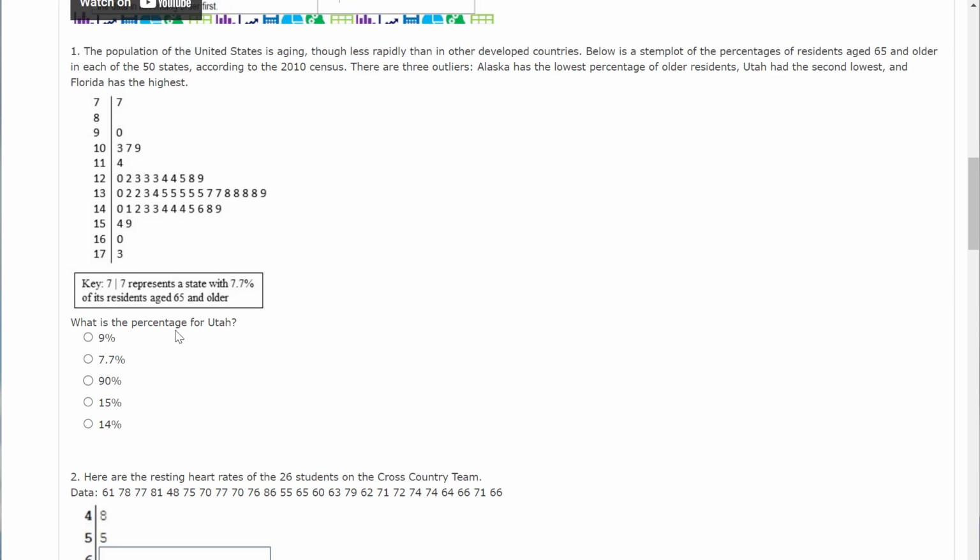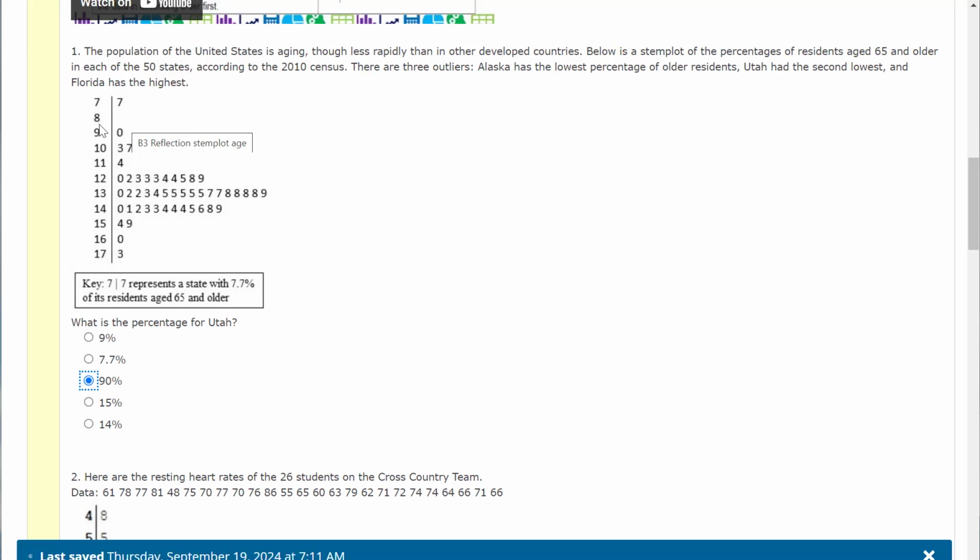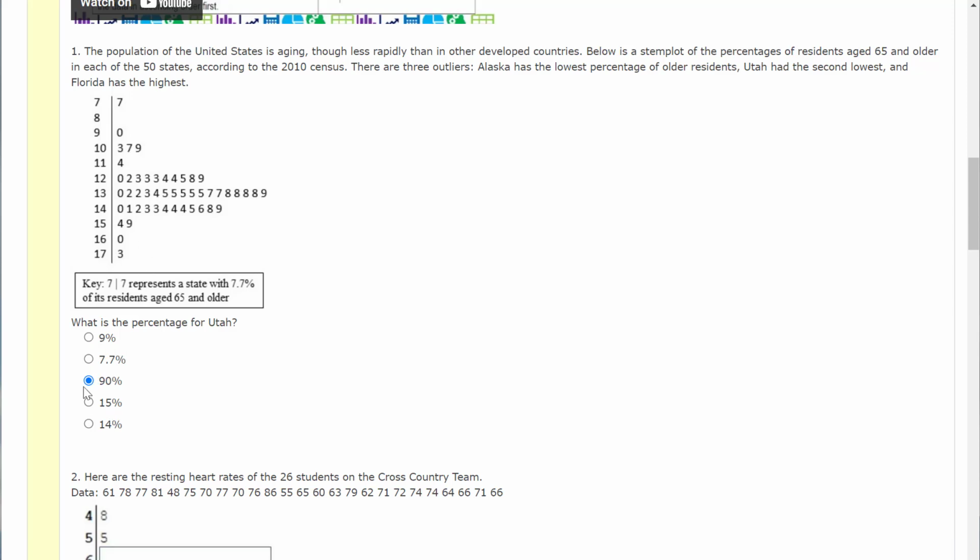So what is the percentage for Utah? Second lowest looks like it's 90%. So that would be 77. We have nobody in the 80s. We have a 90, 7.7%. None in the 8s, 9.0%. So I got to go switch it to this one.